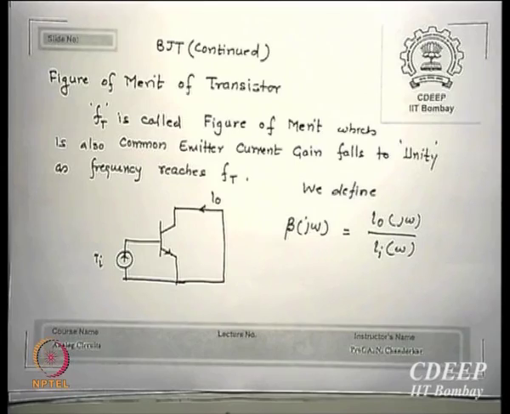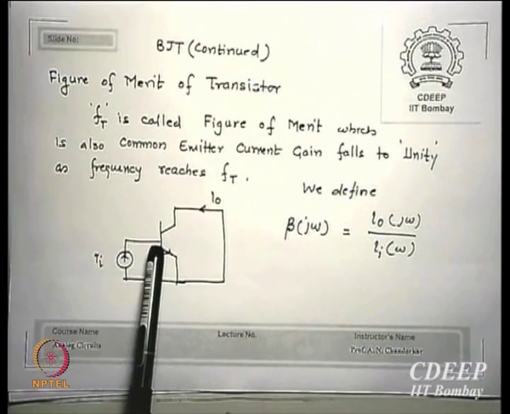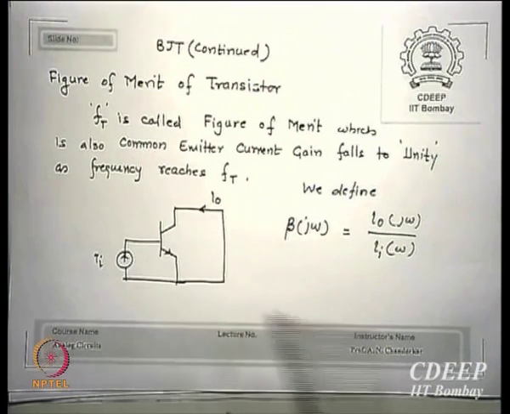I make V0 0, but the current is not 0. Please see, collector current is still flowing in a circuit which I declared I0. My input current is II, which is nothing but the base current. Both are AC currents. DC biasing is taken care of.